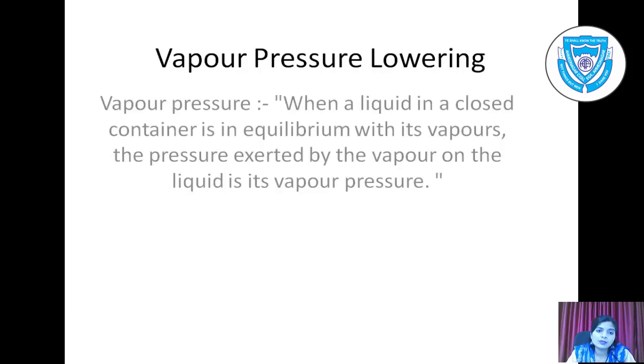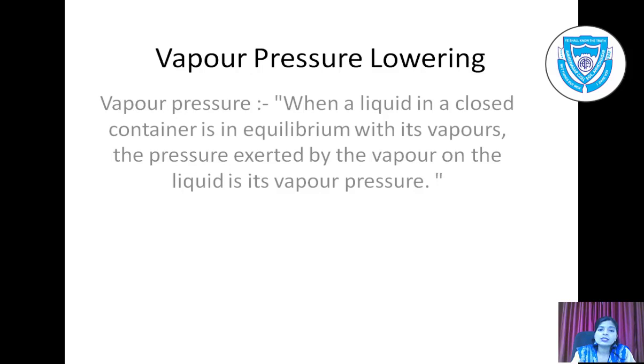Vapor pressure lowering. What is vapor pressure? First we'll see what exactly vapor pressure is. When a liquid in a closed container is in equilibrium with its vapors, the pressure exerted by the vapor on the liquid is its vapor pressure. I'll repeat the definition again. When a liquid in a closed container is in equilibrium with its vapor, the pressure exerted by the vapor on the liquid is its vapor pressure.